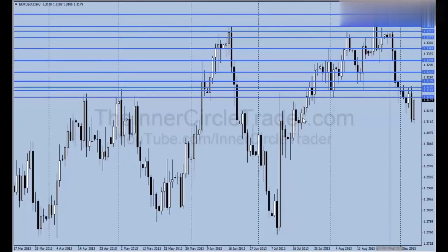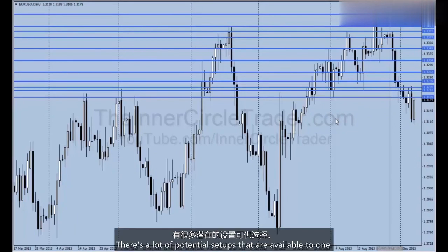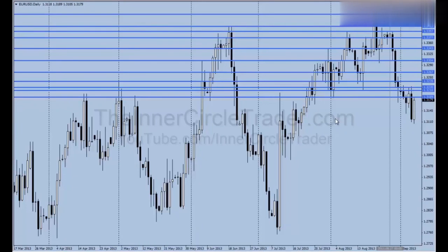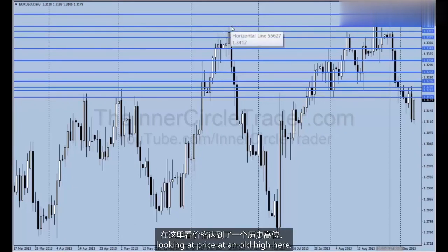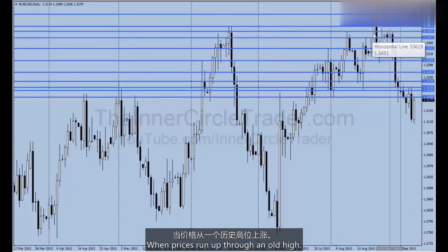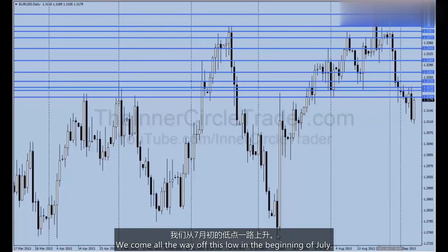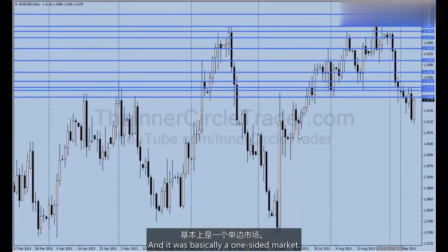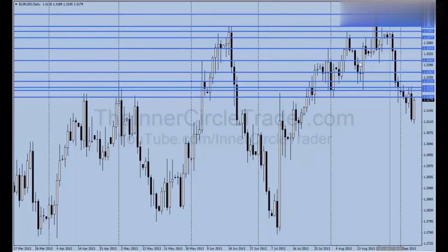So, again, dealing with these daily charts, there's a lot of pips, there's a lot of potential setups that are available to one if you understand what you're looking for. Because we're looking at price at an old high here, when prices run up through an old high, but look at where the market had come from. We come all the way off this low in the beginning of July, and it was basically a one-sided market. We had very little retracements, and it just kept driving higher and higher and higher.